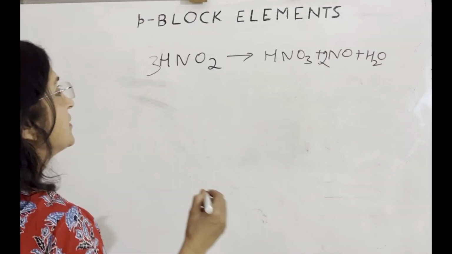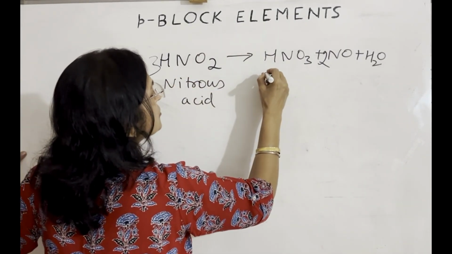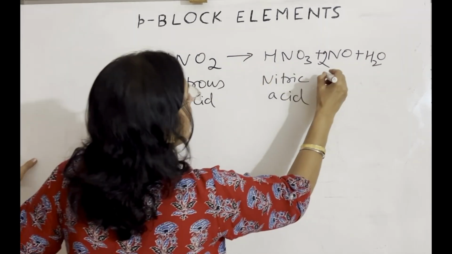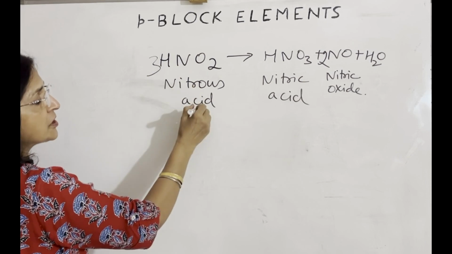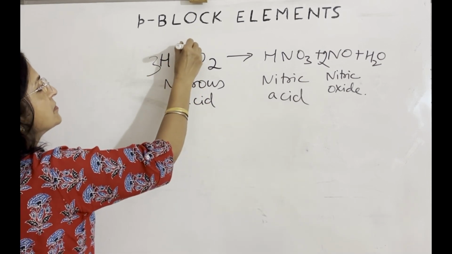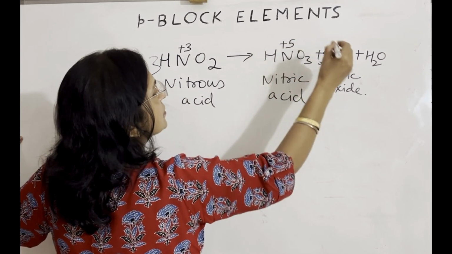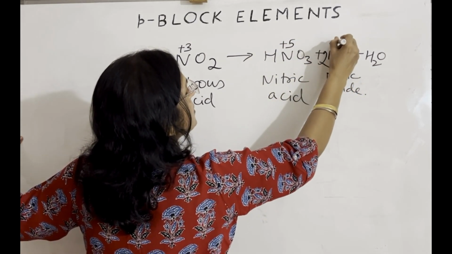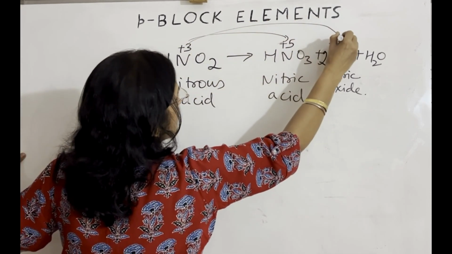For example, see this reaction. Nitrous acid disproportionates to nitric acid and nitric oxide. The oxidation state of nitrogen in nitrous acid is +3. In nitric acid, the oxidation state of nitrogen is +5, and in nitric oxide it is +2. Now oxidation is taking place and reduction is taking place.